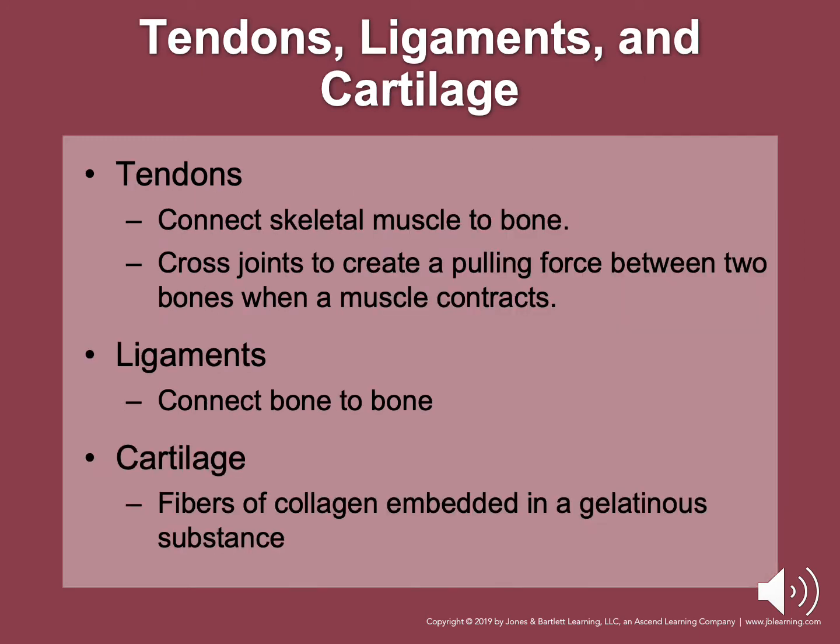Tendons, ligaments, and cartilage. Tendons connect skeletal muscle to bone. A tendon crosses the joint to create a pulling force between two bones when the muscle contracts. The ligaments connect bone to bone to help maintain the stability of the joint and to determine the degree of joint motion. Cartilage consists of fibers of collagen embedded in a gelatinous substance.